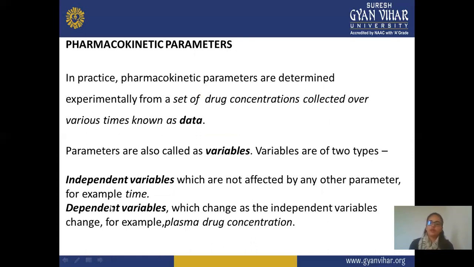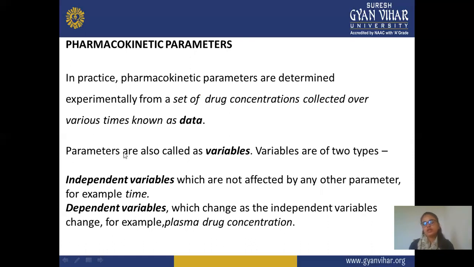Now we start the different pharmacokinetic parameters that we already understood in the previous slide. Pharmacokinetic parameters are determined experimentally from a set of drug concentrations collected over various times, which is known as data. It means you check the drug concentration under particular experimental conditions over a particular time. This pharmacokinetic parameter determination over time is known as data.